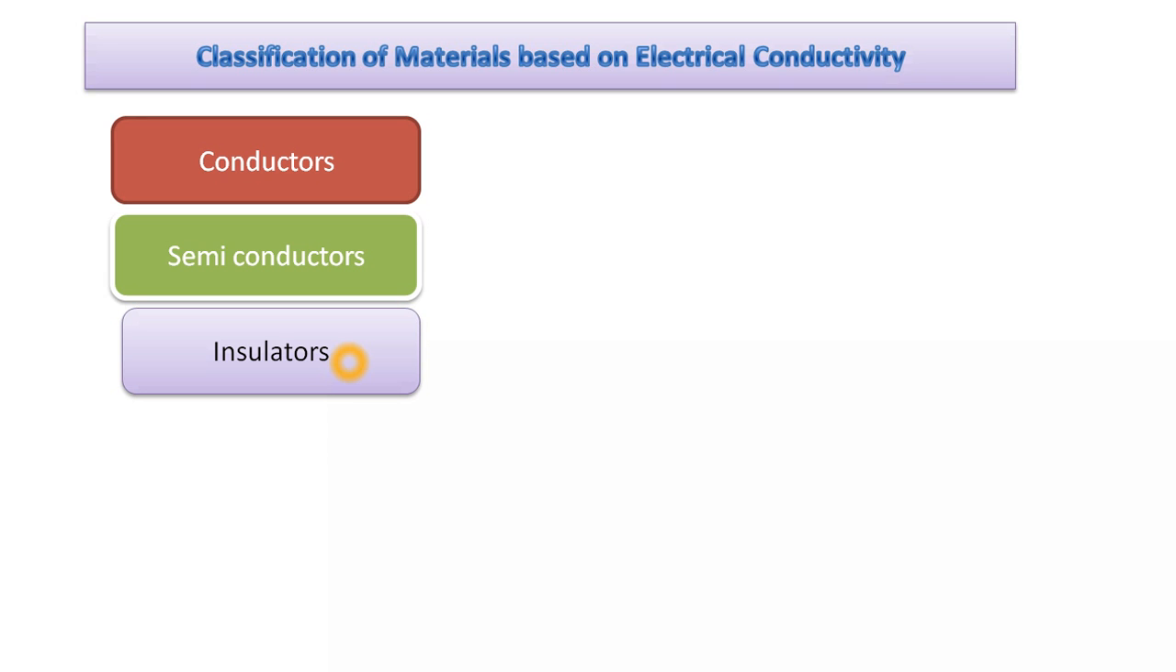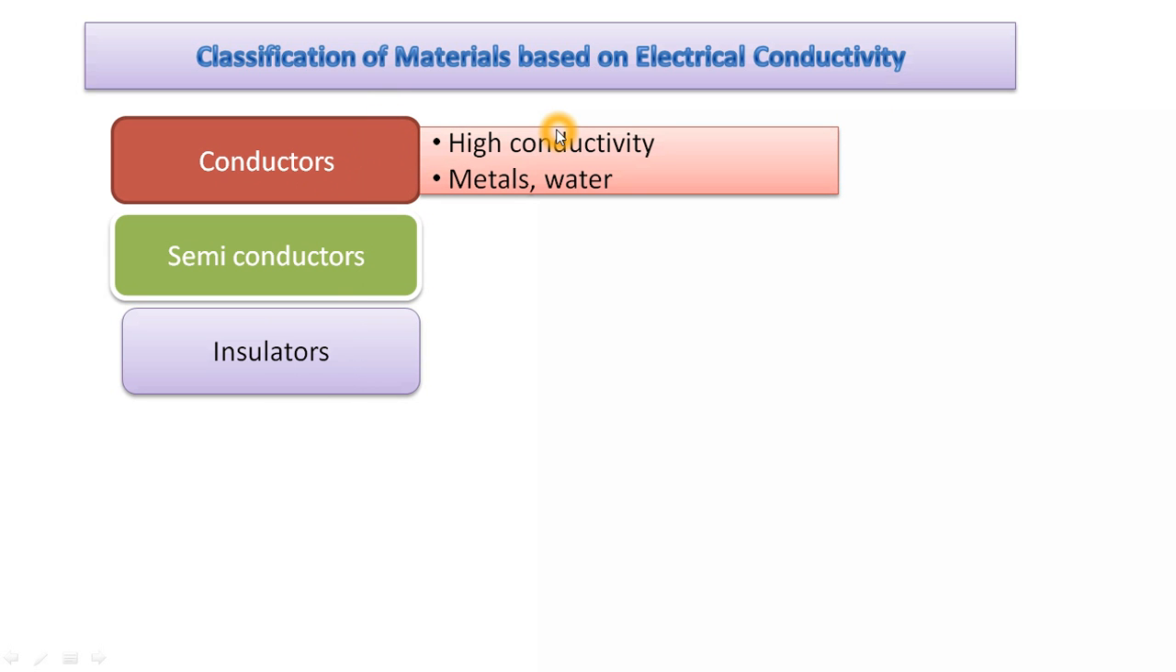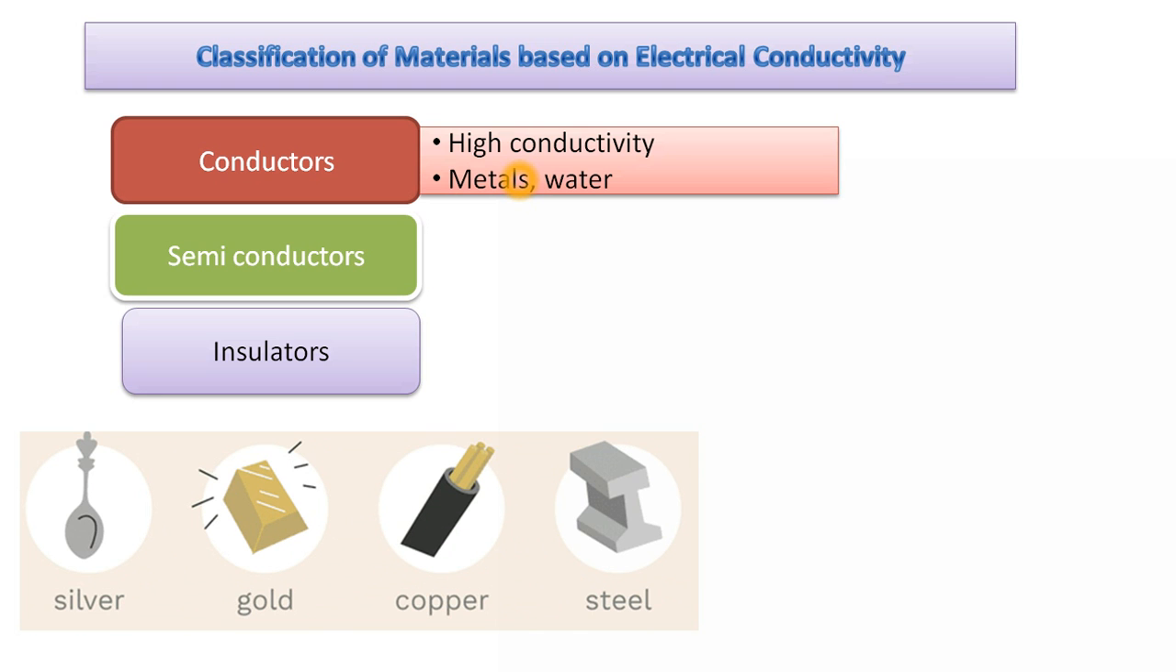Now there are three types of materials. First is the conductor, second is the semiconductor, and the last one is insulators. Conductors have high conductivity. What is the meaning of conduction? Conduction means the material allows electric current to pass through it. So they conduct electric current. That is why they are called conductors. In fact, they are also known as good conductors because they are quite good at conducting electricity. They allow a good amount of electric current to pass through them. Examples of conductors are metals and water. These are examples of good conductors of electricity.